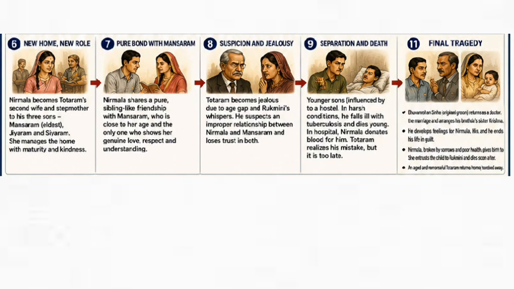Unfortunately, Mansaram dies. Only after his death does Totaram realize that his suspicion was completely false. He understands that Nirmala and Mansaram had always shared a pure relationship. But this realization comes too late. This is the emotional turning point of the novel. And what happens? The family falls apart.